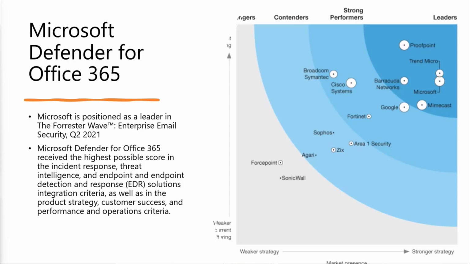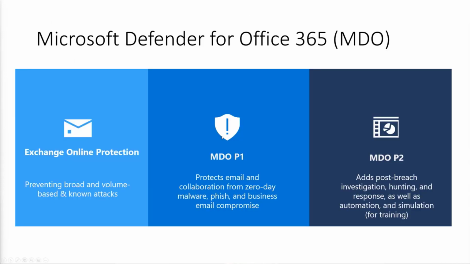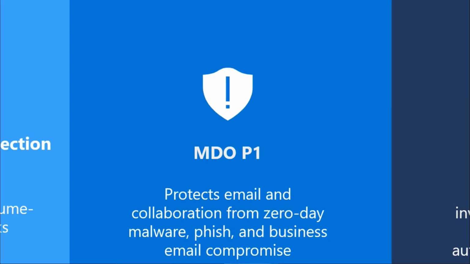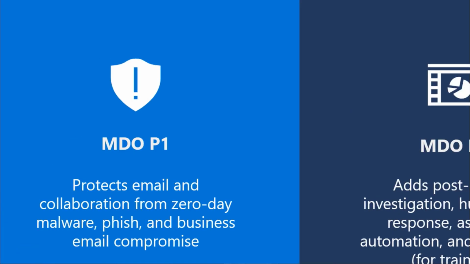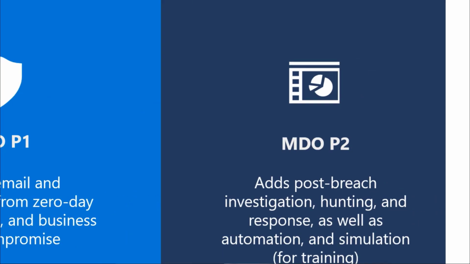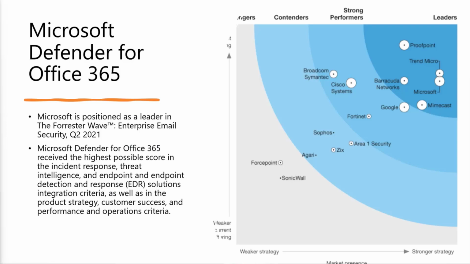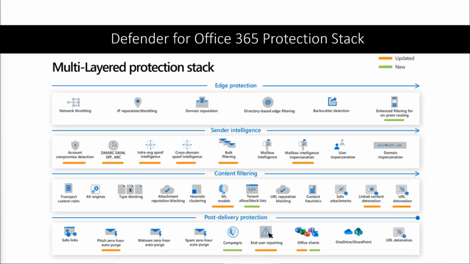In terms of where it's included, you can buy either Plan 1 or Plan 2 as separate products, but they are also included. Plan 1 is included in the E3 series, and when you get up to the E5, you'll get Plan 2 included in your service subscriptions. So when we have a look at Defender for Office, it's a complete protection stack. The first layer is basically our edge protection.